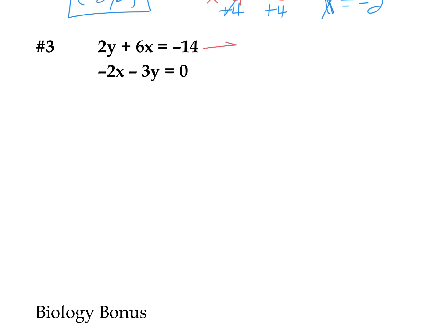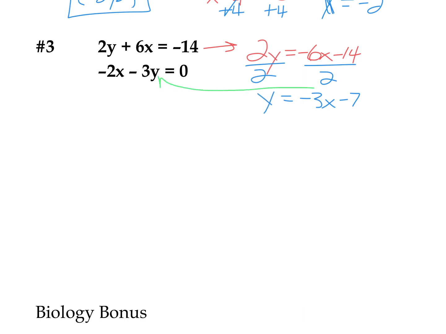When I do that over here on the side, I first would subtract 6x on both sides, so I get 2y equals negative 6x minus 14. Then I'm going to divide by 2 on both sides. So I divide by 2, I get y equals negative 3x minus 7. And now I can take that and plug it in here for y, because I know what y is equal to. I can substitute it into the other equation.